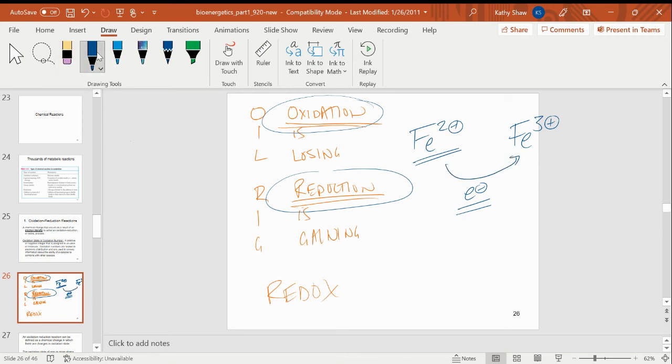So I lose an electron. I'm going to go to 3 plus. My net worth just increased because I lost that negative thing. So that's like the analogy we did in class.